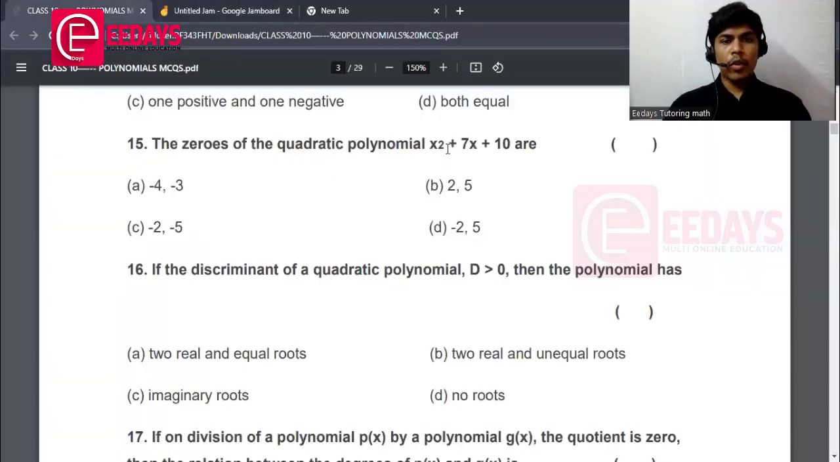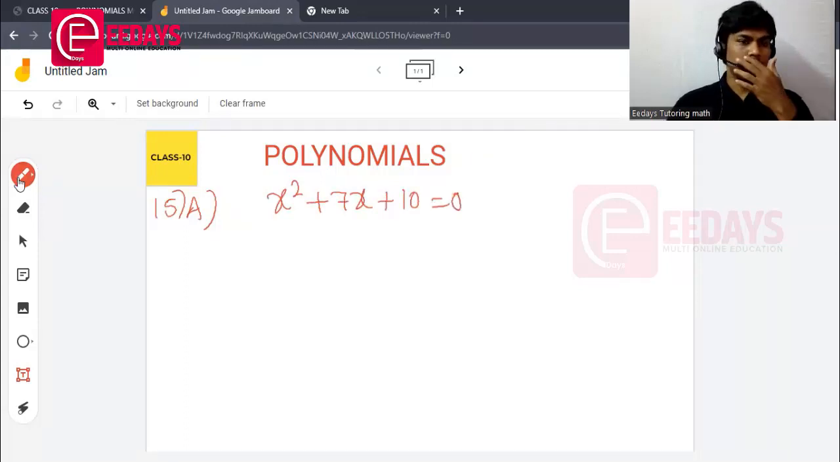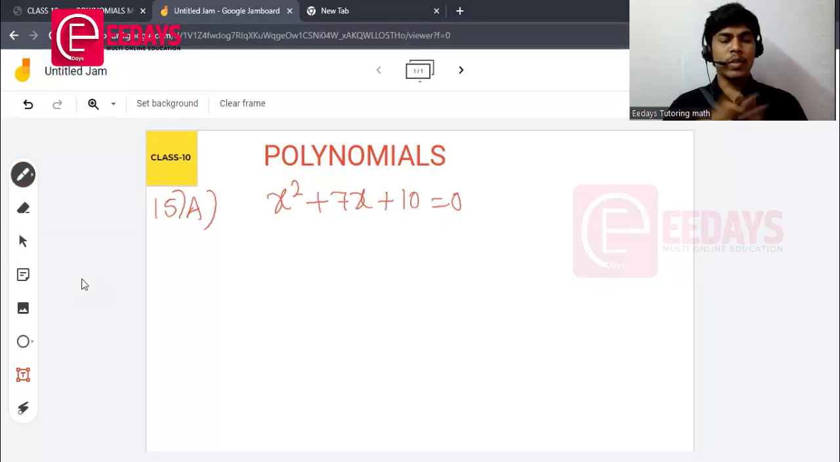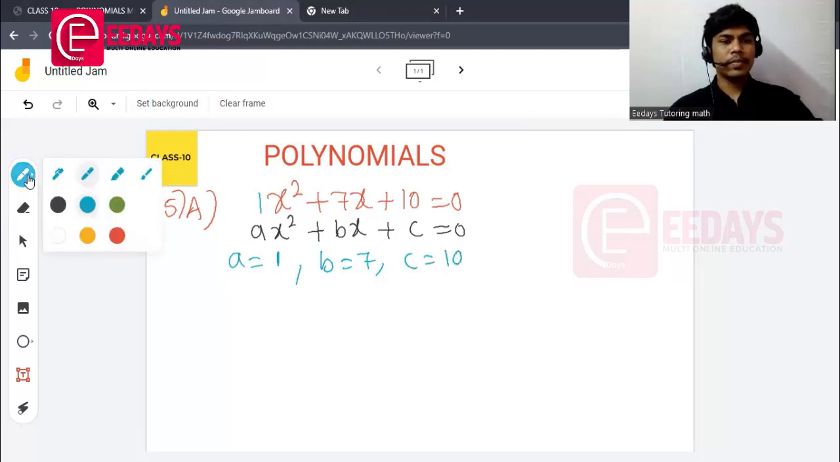Find the zero of the quadratic polynomial x square plus 7x plus 10 is equal to 0. So this is the equation, and you can do it by the splitting the middle term process. First, we have to compare with the general form ax square plus bx plus c is equal to 0. In the place of a, x square has nothing else, so you can take 1 here. The x coefficient b is 7, and c is 10 here.